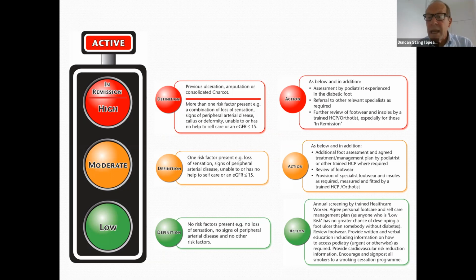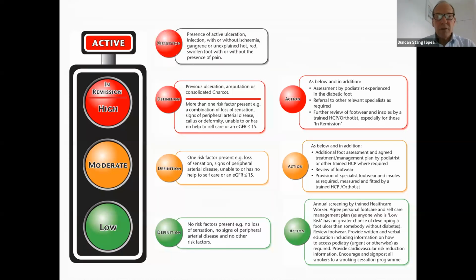And there will be a further review of footwear and insoles, especially for those people who are in remission, to try and prevent them from re-ulcerating. So if you're unfortunate to fall into the active foot disease category, that means you have an active ulceration, you have an active infection with or without poor circulation, or you have gangrene or an unexplained hot, red, swollen foot with or without the presence of pain.